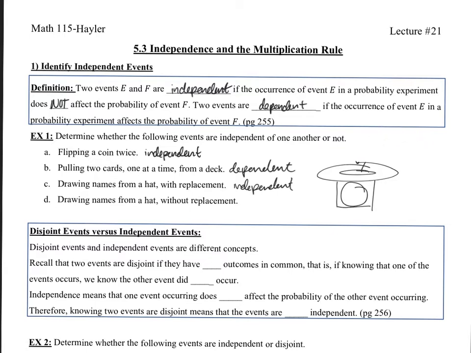But now let's take a look at the next one: drawing names from a hat without replacement. So this is saying I pull a name out of the hat, and then I pull another name. Well, once I pulled one name from the hat, that changes the probability of pulling all the rest of the names. So this one is actually dependent. I have changed the probability of the second try.